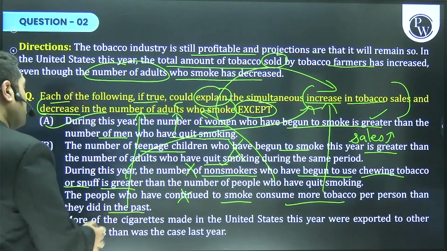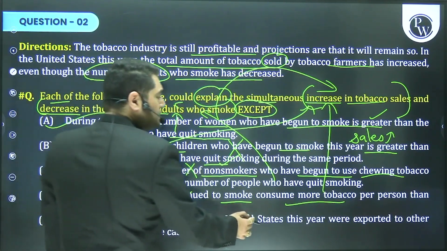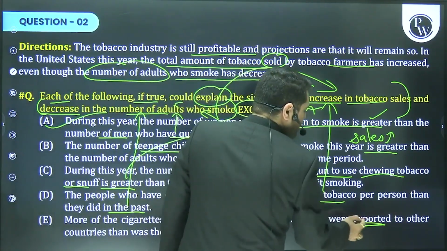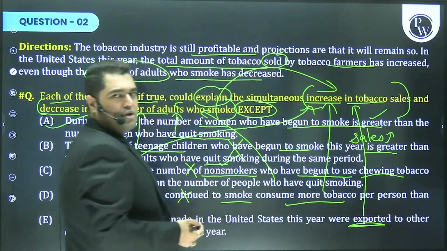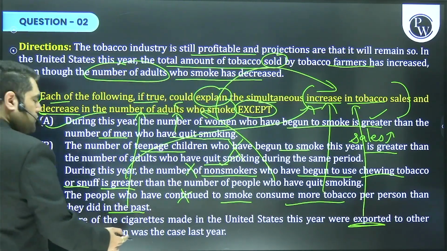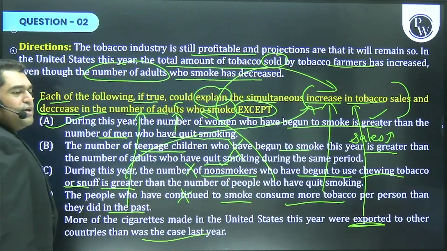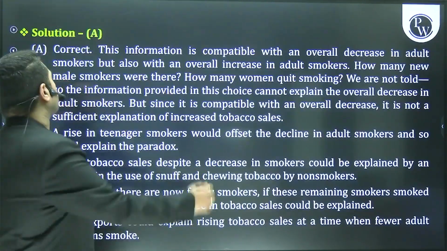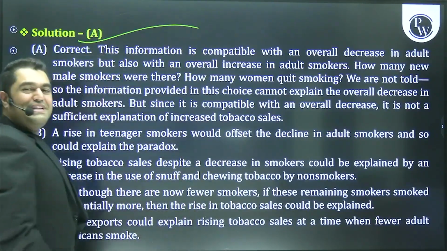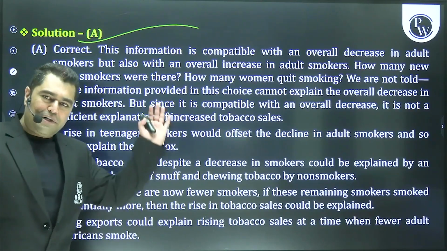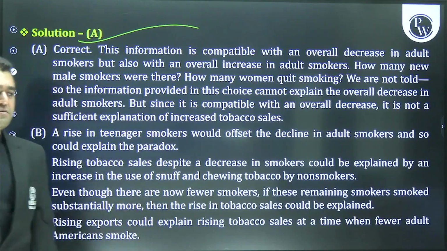Okay, last. More of the cigarettes made in the US this year were exported. Exported means 100% sales have increased. Manufacturing has increased compared to last year. So that is supporting. A is the only one that doesn't. Please read it once. In case you didn't understand, please read it. I've written elaborate explanations. Please go through them.